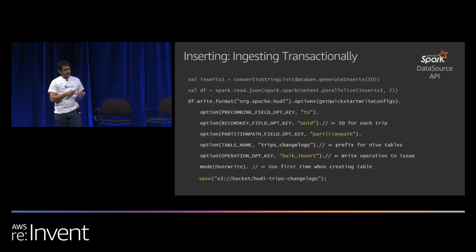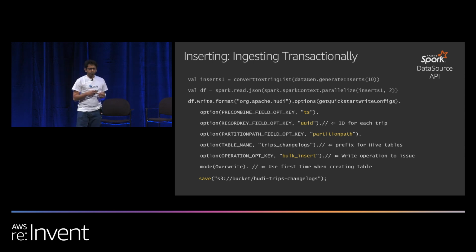But let's move on. So let's generate 10 inserts, which gives you essentially JSON records of that format, and all you need to do is convert that to a data frame somehow, and then you use the data frame writer with a few key inputs. You need to tell it what the UUID in your input is. Hudi always works with a key. It needs a primary key in your data set. You specify how to partition your data set using the partition path field, and you also specify a pre-combine field key.